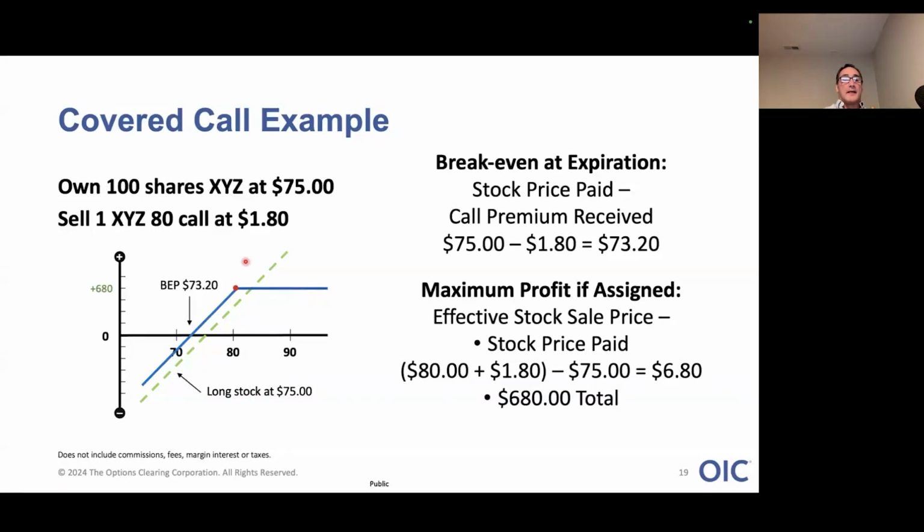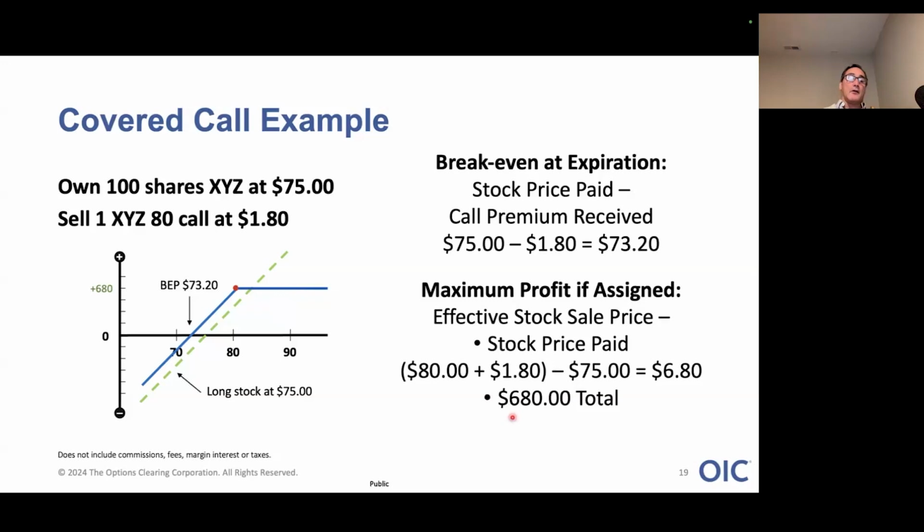So it may take a little active management if the stock starts moving around, but just know that should you get assigned on this 80 level call, if somebody decides to exercise their call, you're going to lose your shares at 80. You paid 75 for them. You're going to make a total profit of $680.